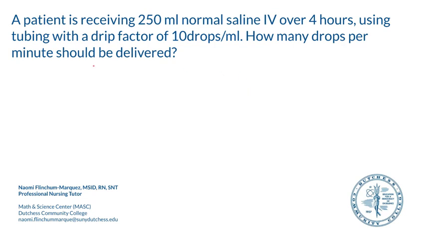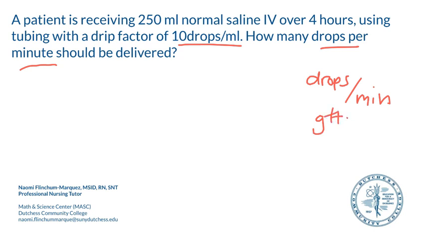Next question. A patient is receiving 250 milliliters normal saline IV over 4 hours. Using tubing with a drip factor of 10 drops per milliliter, how many drops per minute should be delivered? Drops per minute. So my answer should be in drops per minute, sometimes written as GTTS per min.